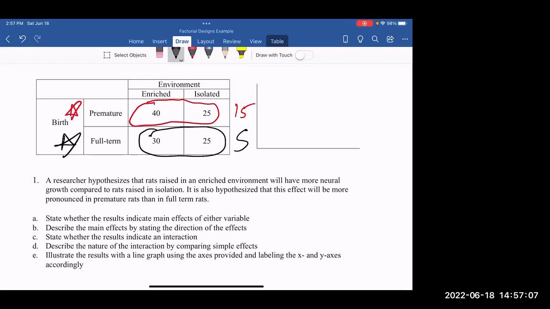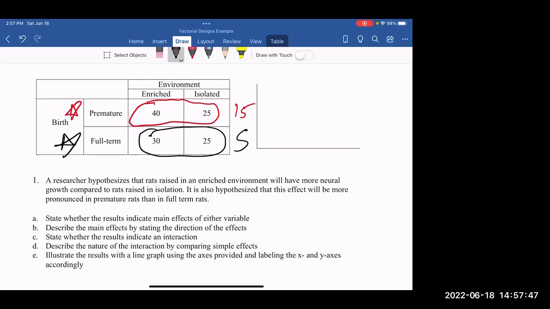So just like we did for the factorial ANOVA, we would say that for both premature and full-term rats, the enriched environment led to more neural growth than the isolated environment. However, this difference was far greater in the premature condition than the full-term condition.